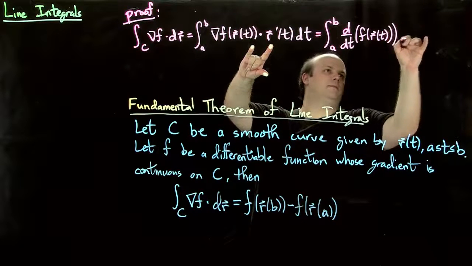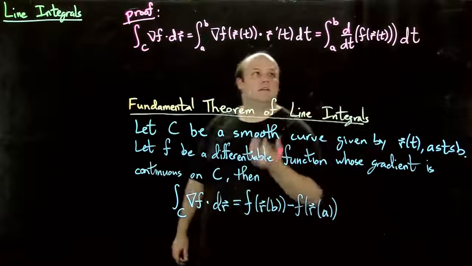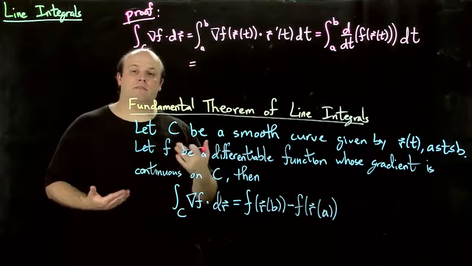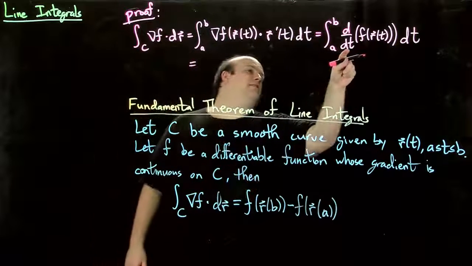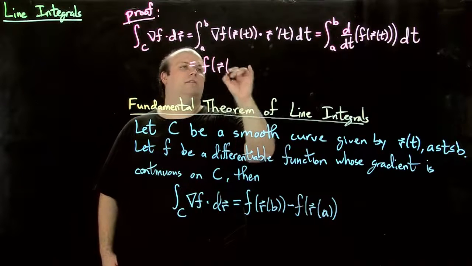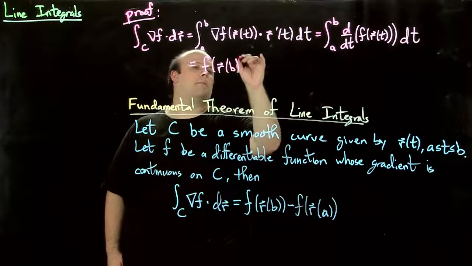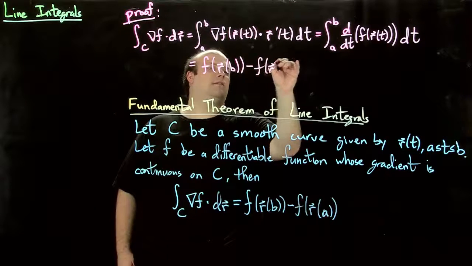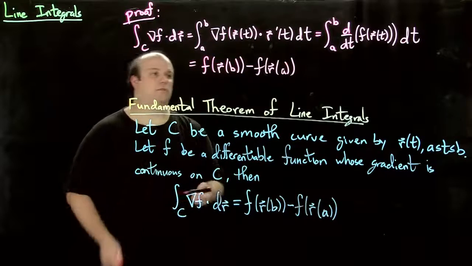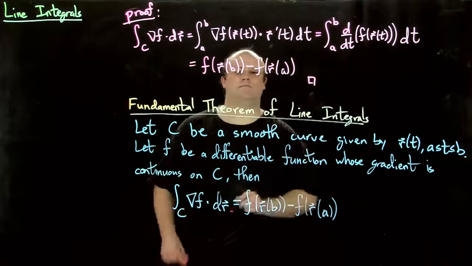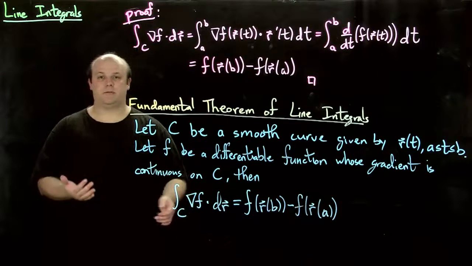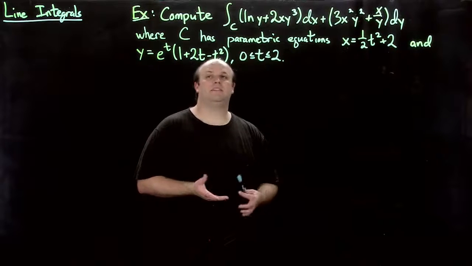Okay? Then it's just the regular old fundamental theorem of calculus. We're integrating the derivative, so we get f of r of the top one minus f of r of the bottom one. Right? And that's all there is to this proof. That's all. Okay? So pretty simple one, but I just wanted to show you that real quick. So let's compute this example.